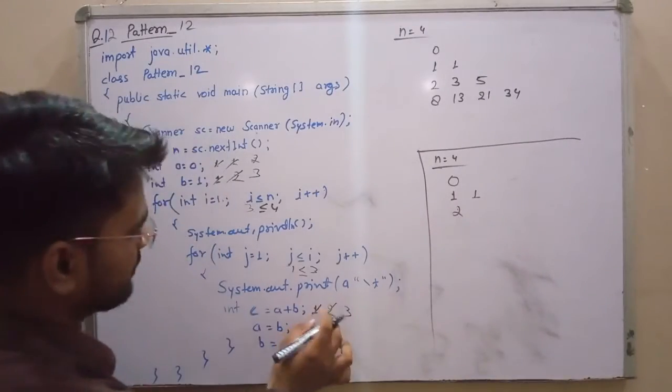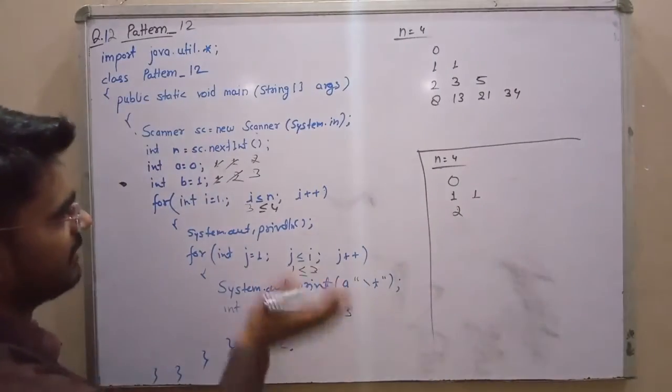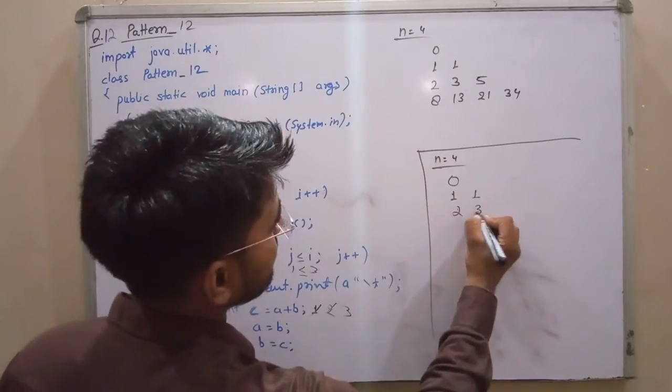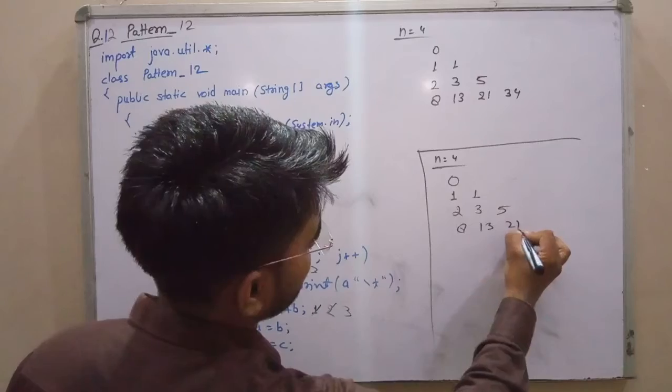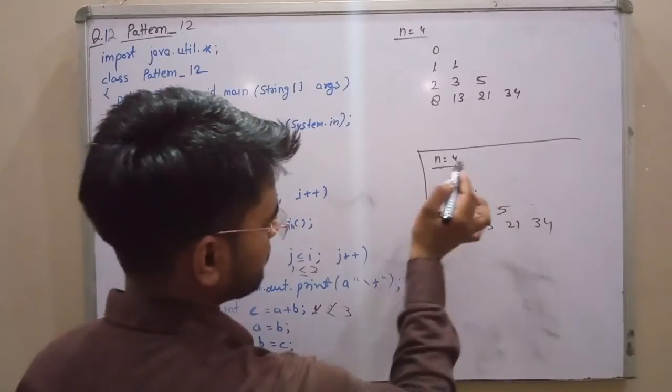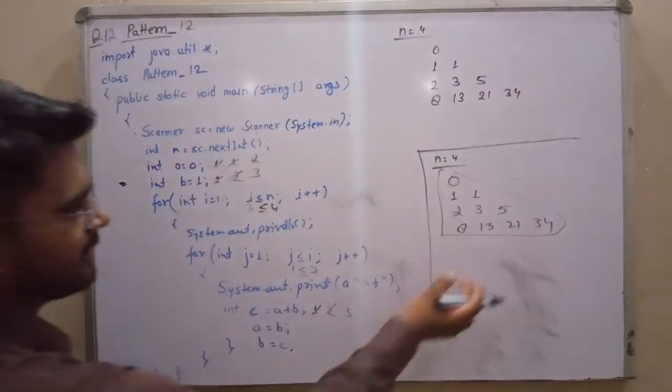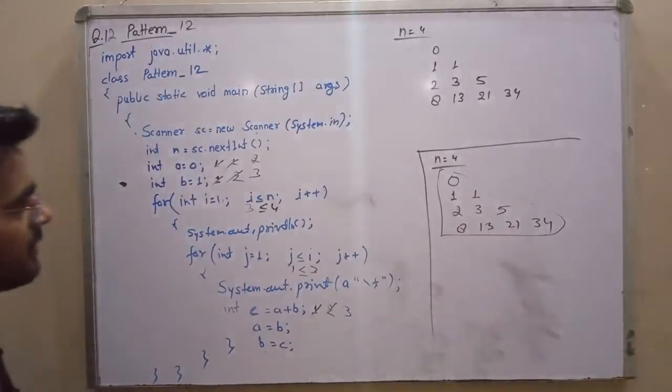So first print a, this time the print value is 2, and after this a plus b. In the same way, the next prints are 3, 5, 8, 13, 21 and 34. Okay, so we get this Fibonacci series.